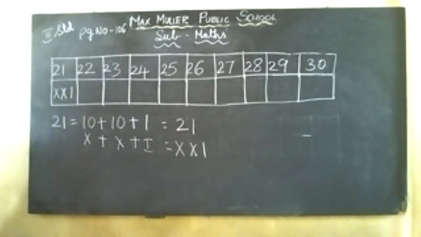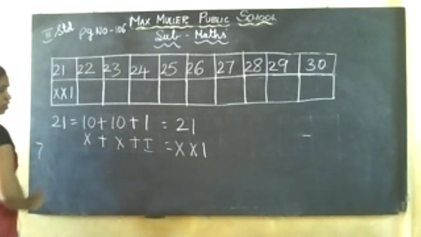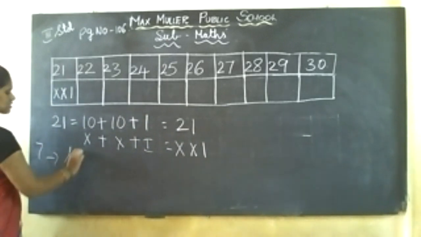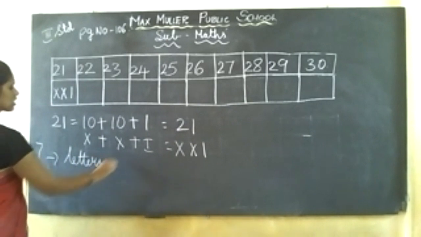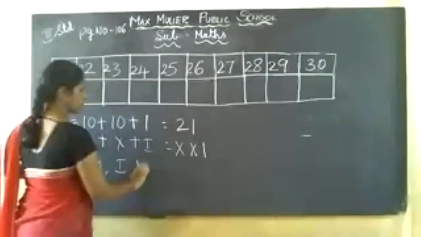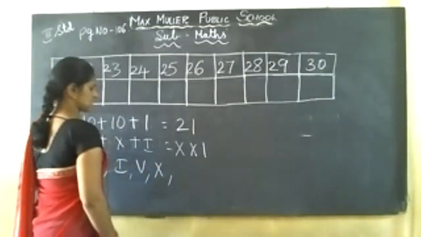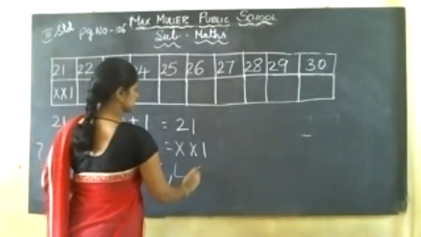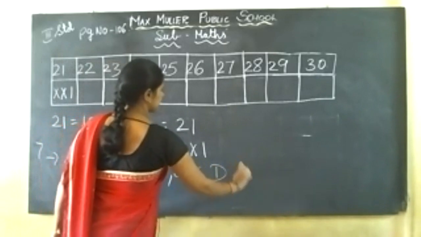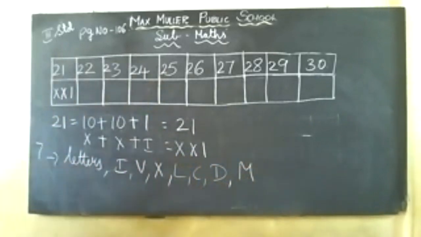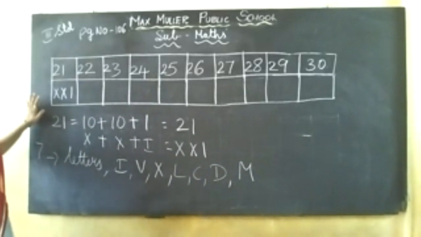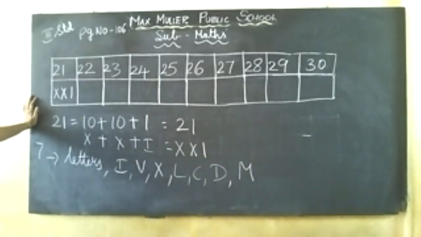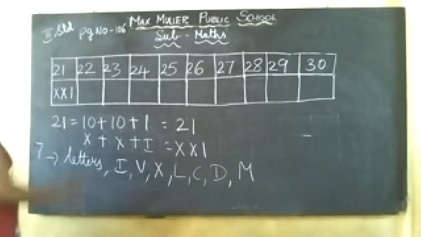XXI. So only 7 letters are used. You know, no? 7 letters are used. Which are those? I, V, X, then L, C, D, M. Only these 7 letters are used when you are writing Roman numerals. So XXI.